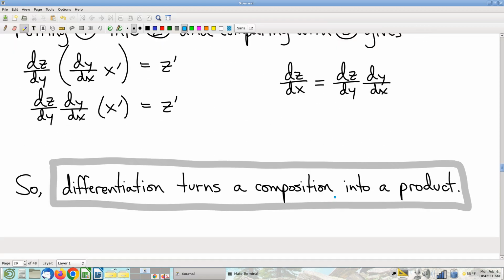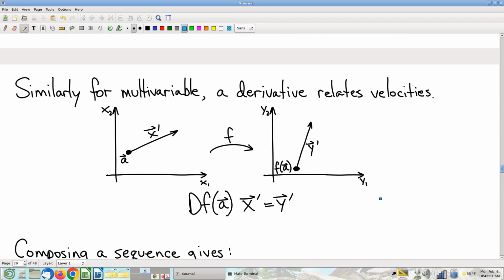Now I am going to point out that what this is saying is that differentiation turns a composition into a product. Keep in mind I had a composition of functions here, but when you take derivatives, that composition turns into a product that you can see right there. So this is a rolls-off-the-tongue way of remembering the chain rule: differentiation turns a composition into a product. Okay, now with all this single variable stuff refreshed in our minds, I hope, let's take an analogous point of view for multivariable functions.